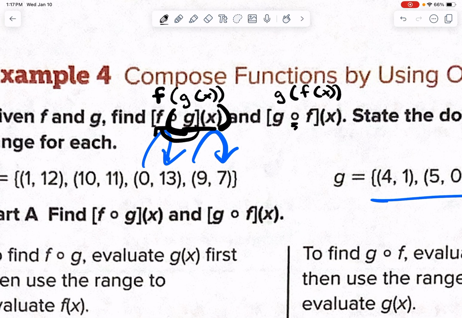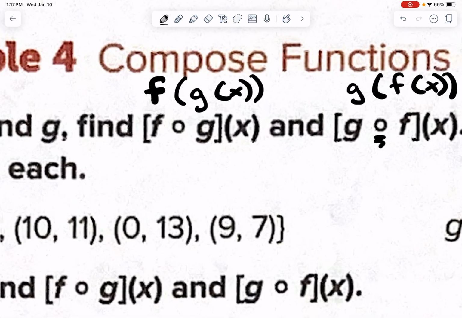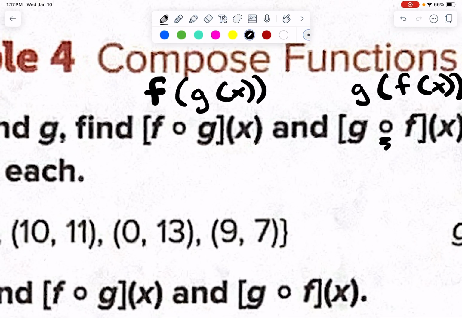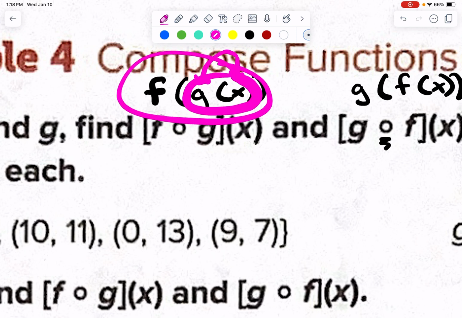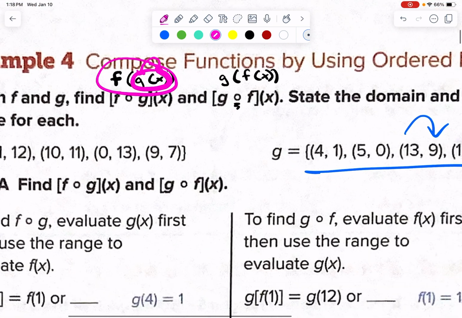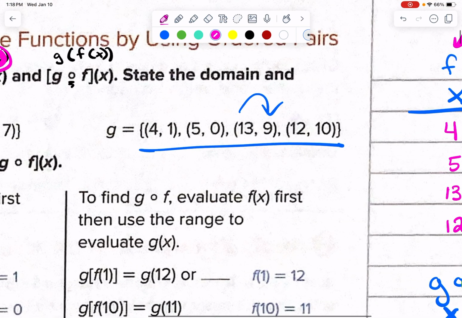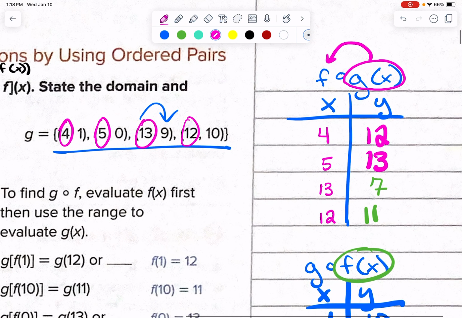So when you're doing this, first and foremost, if x lives here, I want to do the g part to it first. So it's like you're working from the inside out. I want to do g first, then I want to do f to it. So I'm looking in the g part, and I see my g's, and I'm going to start with all the x's. We did this in the table, and we said we're going to start with 4, 5, 13, and 12.